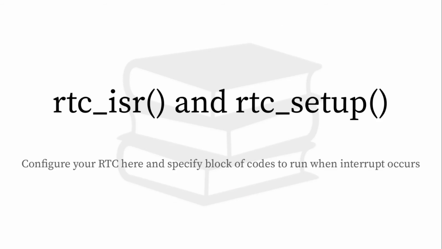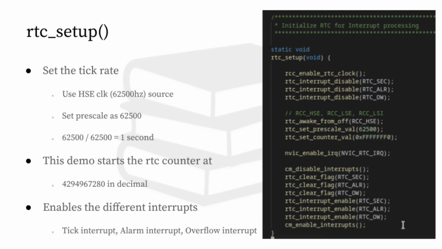Now, let's take a look at the code that relates to the RTC. So, over here we have the RTC setup function that configures the RTC that we are going to use. We specify RCC HSE to indicate that we are going to use the built-in clock source, which is around 625 MHz. Then, we set the prescale to 625,000, which results in a tick rate of 1 second. Also take note that the counter starts at a rather high value. This is done on purpose to trigger an overflow interrupt as shown earlier in the demo, even though it seems to be a bit buggy. And finally, on the last few lines, we enable the different interrupts: the tick interrupt, the alarm interrupt, and the timer overflow interrupt.